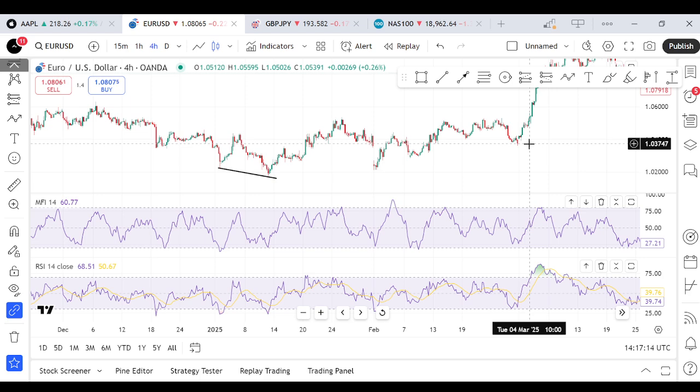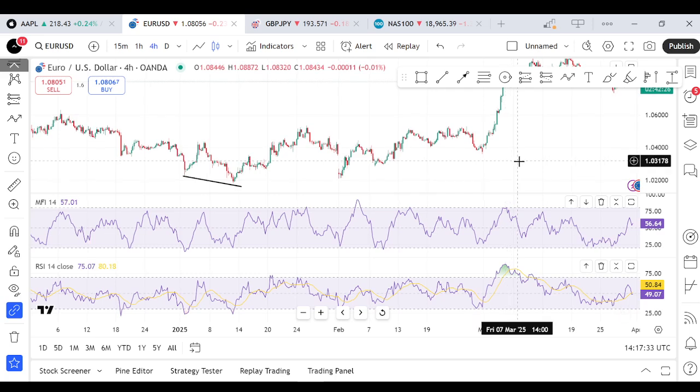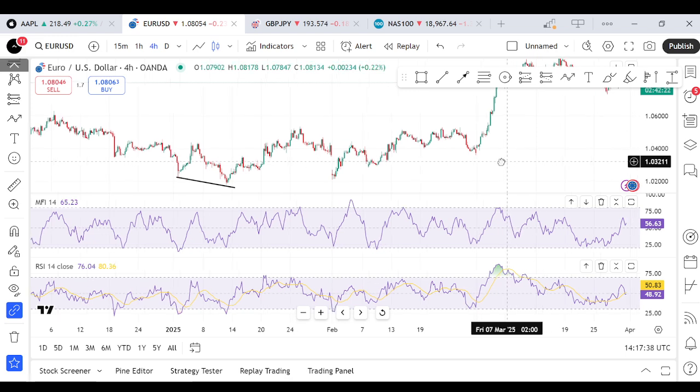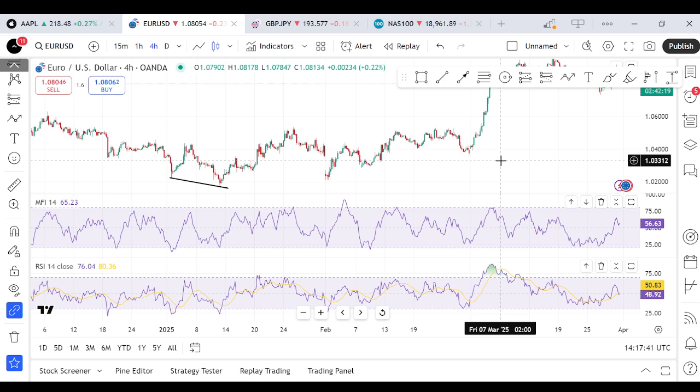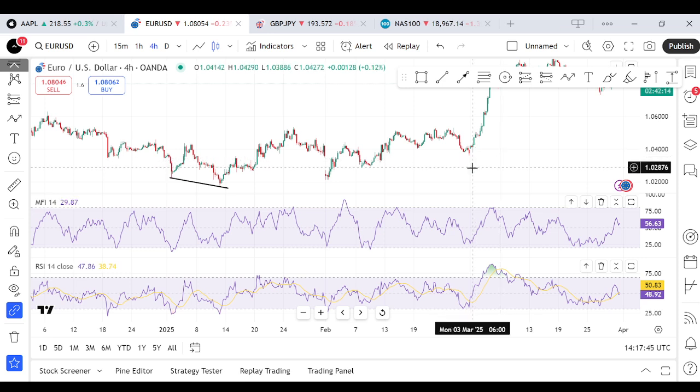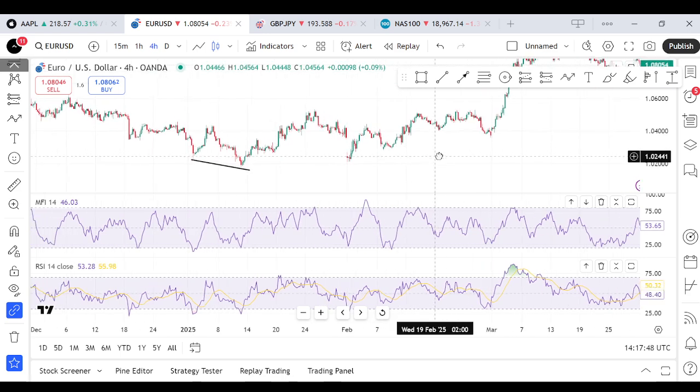make smarter trading decisions. In today's video, we are going to be talking about a powerful combination of two key indicators: the MFI, the Money Flow Index, and the RSI, the Relative Strength Index. These tools, when used together, can help you identify high probability trade setups, spot reversals early, and better understand market momentum. So stay with me until the end because I'll not only break down how these indicators work, but also show you a step-by-step strategy to use them effectively in your trades. So without wasting too much of your time, let's get started.